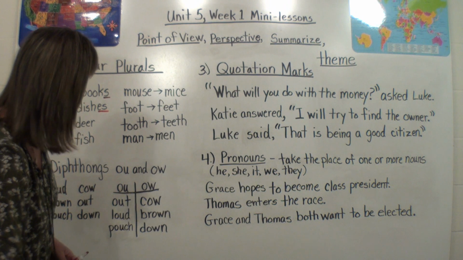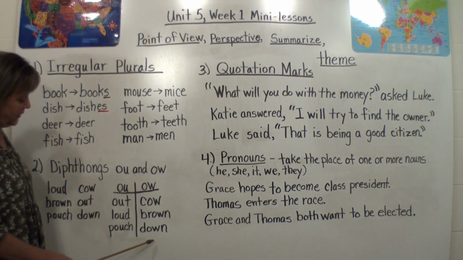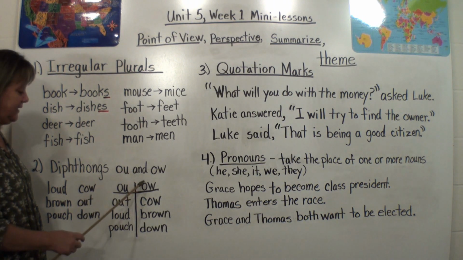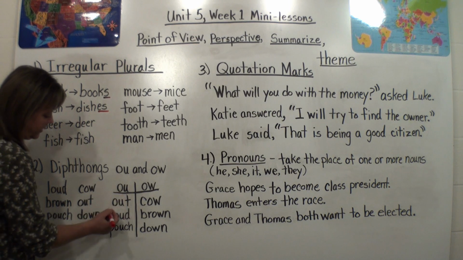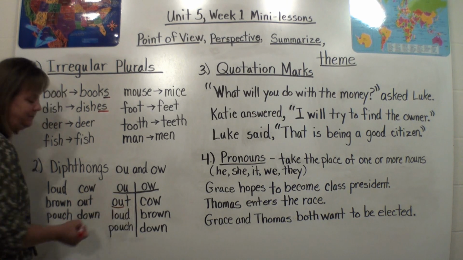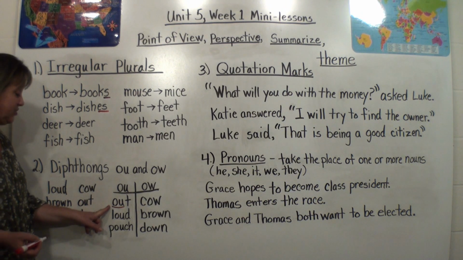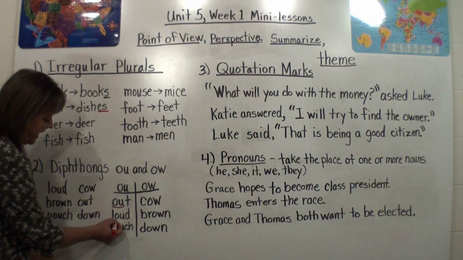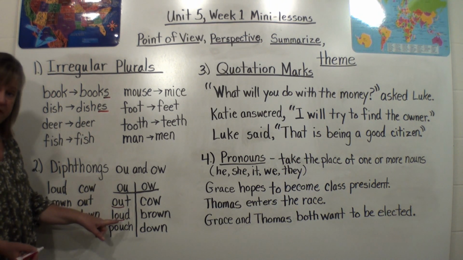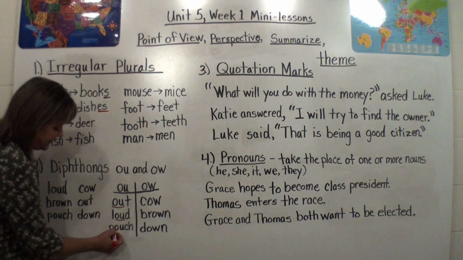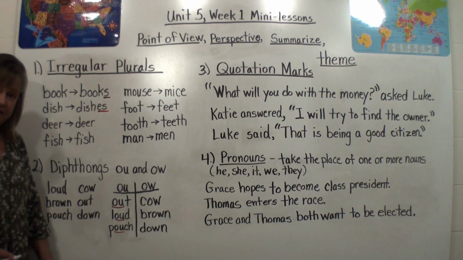So down here in my little chart, I put the ow words, but these are spelled with OU and these are spelled with OW. And I'm going to show you where they are in the word. Here's out. The OU starts the word in the initial position. Here's loud. The OU is in the medial position, in the middle. Here's pouch. The OU is in the medial position.